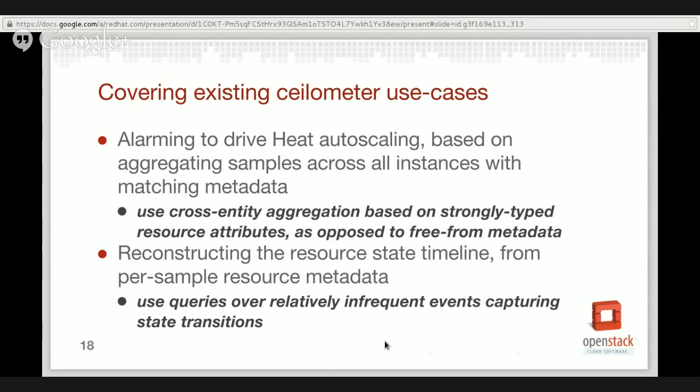Now, previously, we would have derived that from the resource metadata snapshots, but instead what we're going to do is rely on our ability to store events. Now, events basically are just the distillation of notifications that we receive from the OpenStack services.